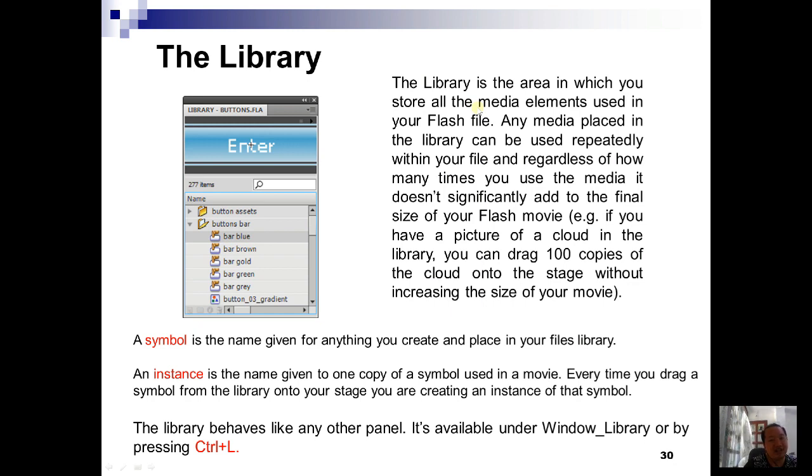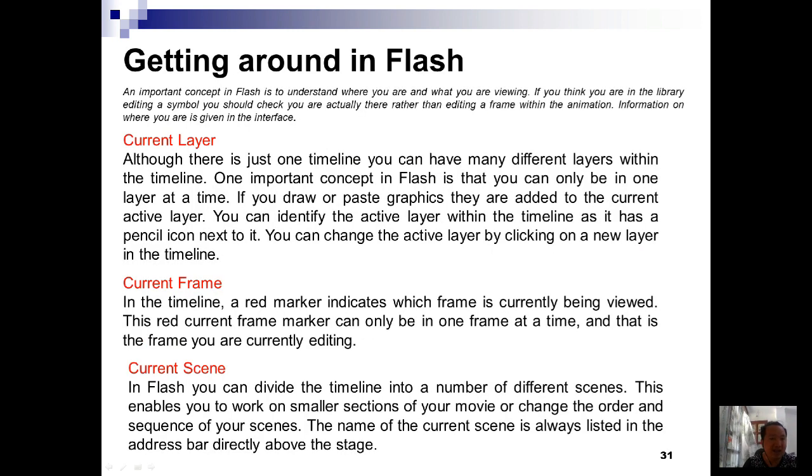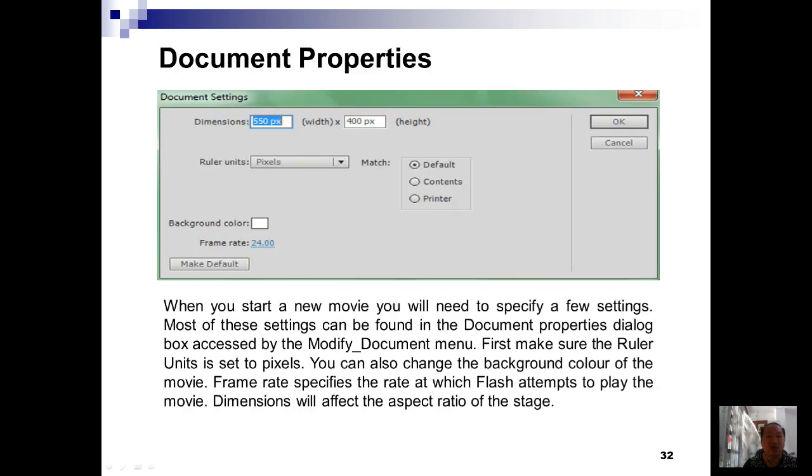Once we create a content in our library and convert it to an instance, every time we add actions or animation to an object, that is called an instance. An instance is a name given to a copy of a symbol used for a movie. Every time you drag a symbol from the library onto your stage, you are creating an instance of a symbol. To open the library, just press Control L. We have the current layer, current frame, current scene, and here are the dimensions of our properties if we want to change them when we start making our canvas.